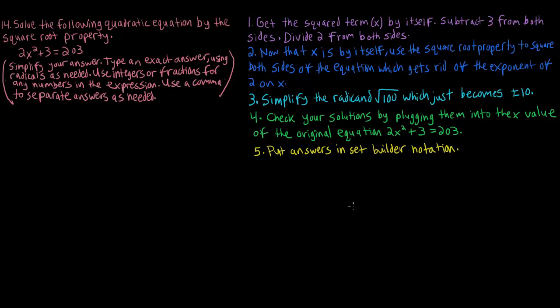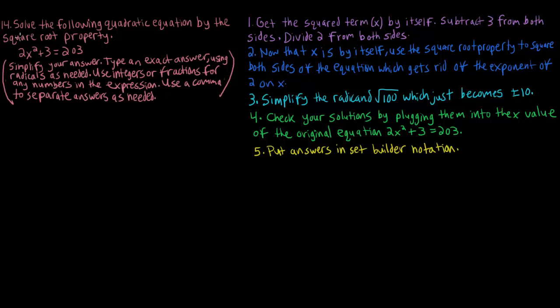14. Solve the following quadratic equation by the square root property. 2x squared plus 3 equals 203. Simplify your answer. Type an exact answer using radicals as needed. Use integers or fractions for any numbers in the expression. Use a comma to separate answers as needed.